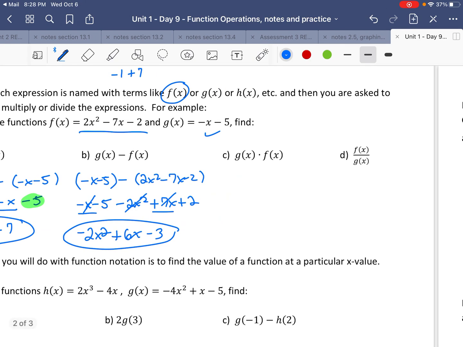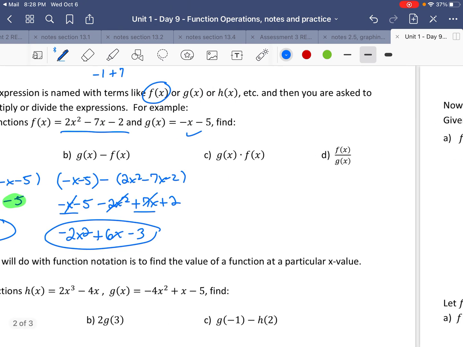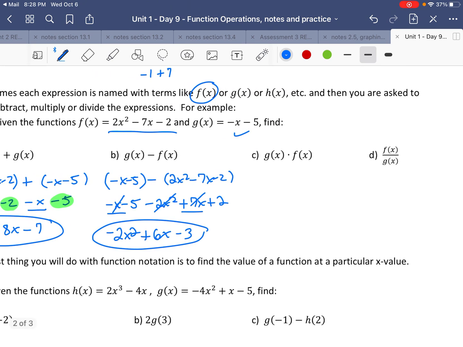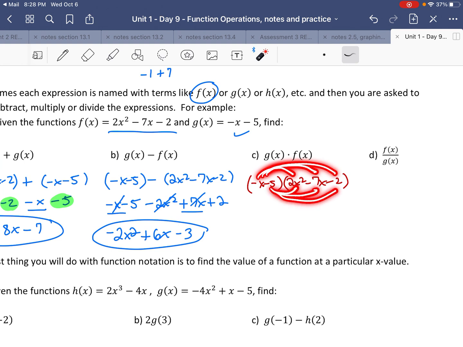All right, letter C. I want g of x times f of x. So g of x is, I'm going to do this in a different color so it doesn't spread around. So I got negative x minus 5 multiplied by 2x squared minus 7x minus 2. All right, so it's going to be a bit of work, but we're going to multiply negative x times each of these parts. And then we're going to multiply negative 5 times each of these parts.